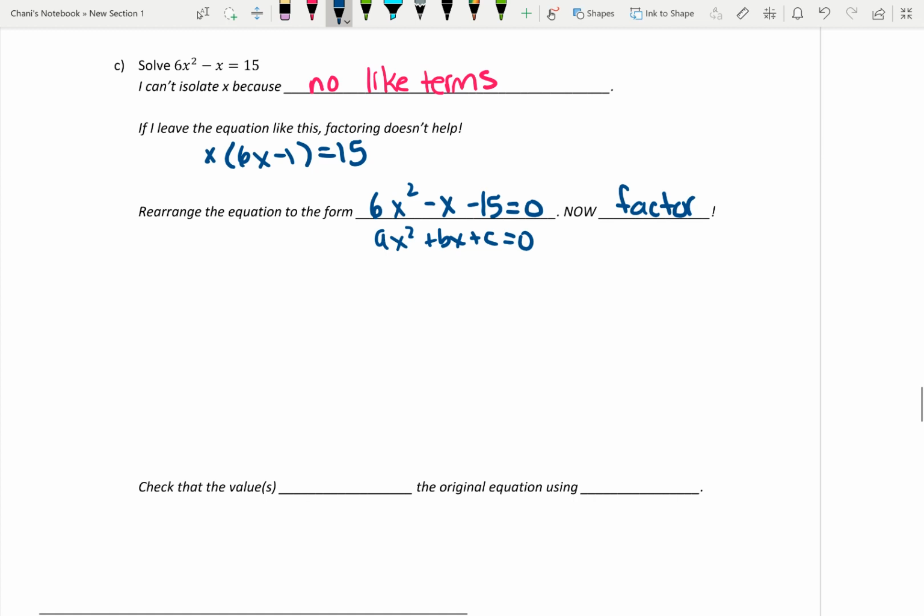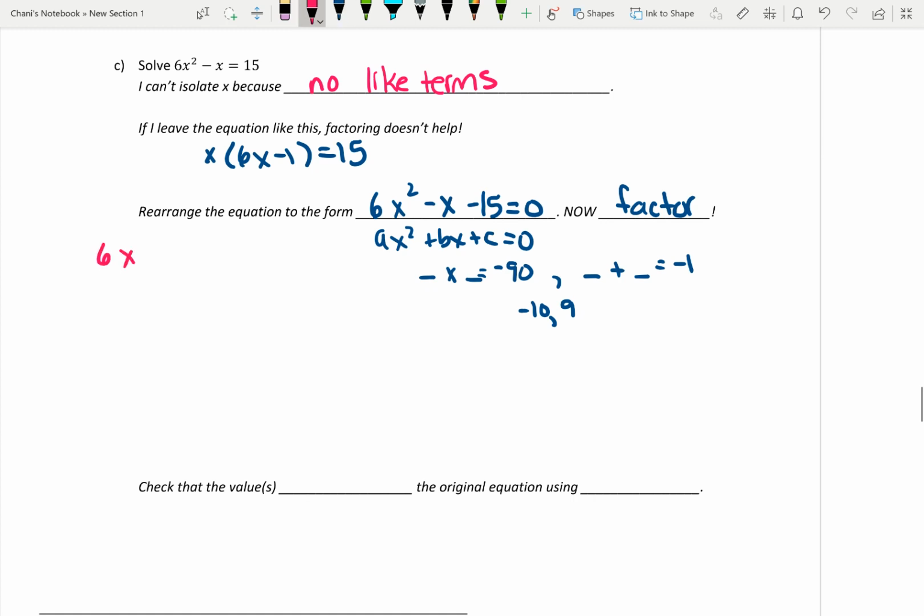Okay, so I'm looking for two numbers that multiply to 6 times -15, which is -90, and add to -1. So hopefully you can gather that that is -10 and +9. So I'm going to decompose my middle term.